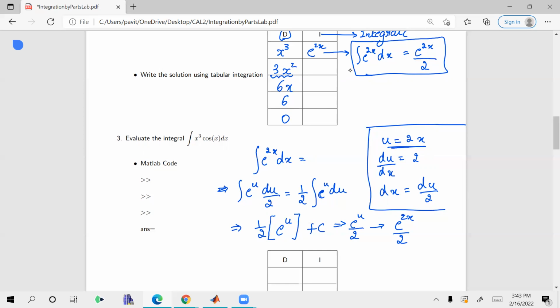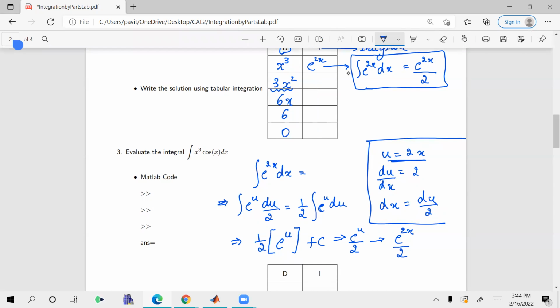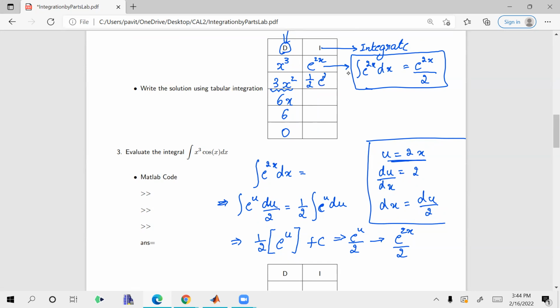Now I will give you a task. So you know how to integrate e to the power of 2x. I want you to fill the rest of the blanks here. Take your time and let me know the answers. When I integrate e to the power of 2x, I get half times e to the power of 2x. The same thing I'm writing here. Now, what is the answer when you integrate half times e to the power of 2x?